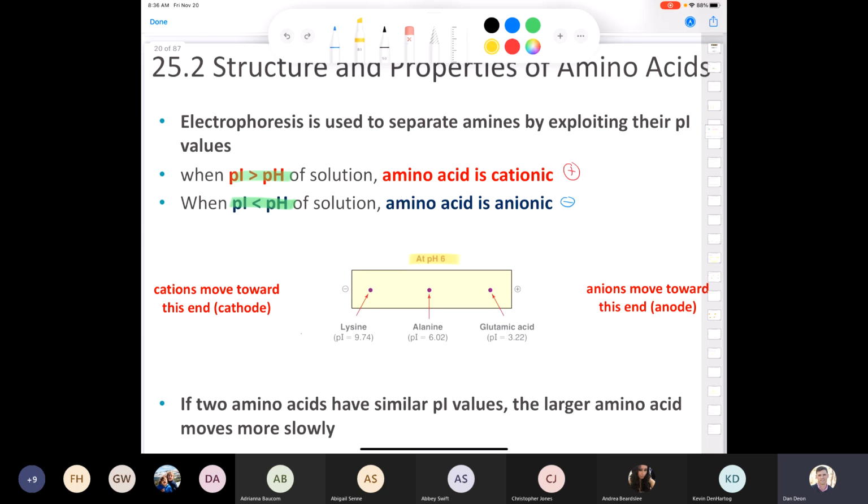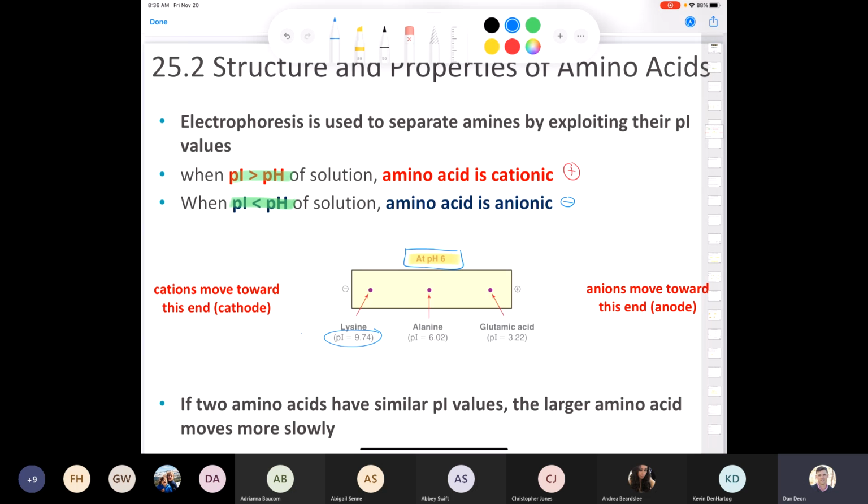Well, at that pH, think about it. A pH of 6 is lower than the isoelectric point of lysine. So if the pH is lower, that means it's going to be more acidic. So it's going to exist in its protonated form.